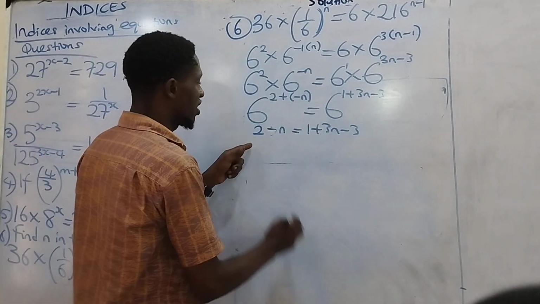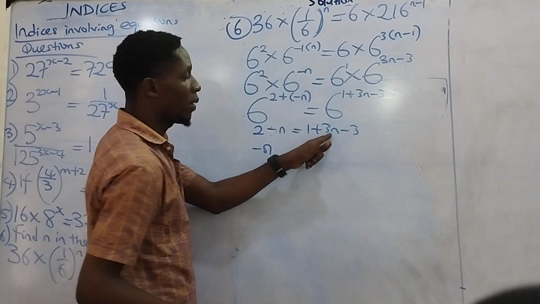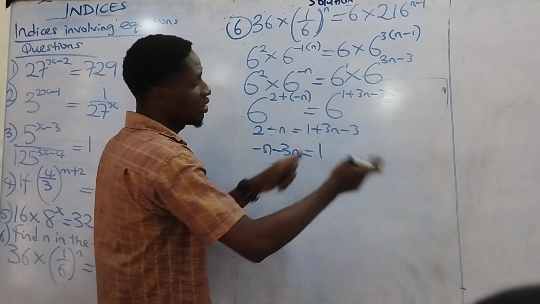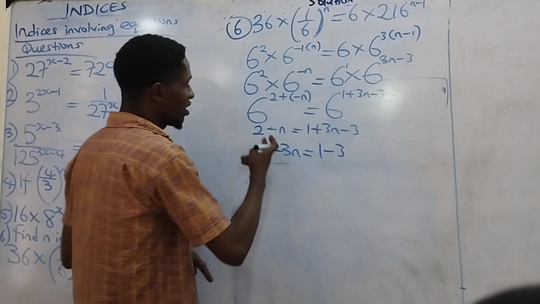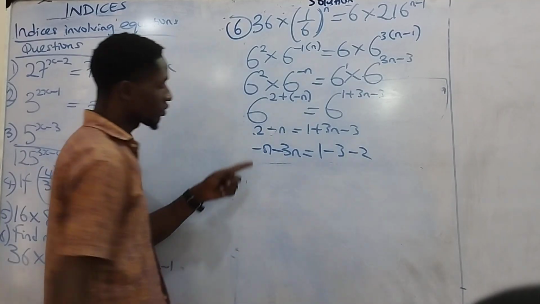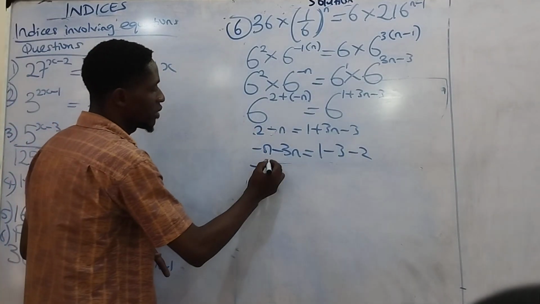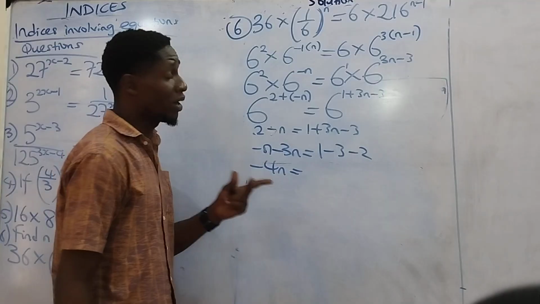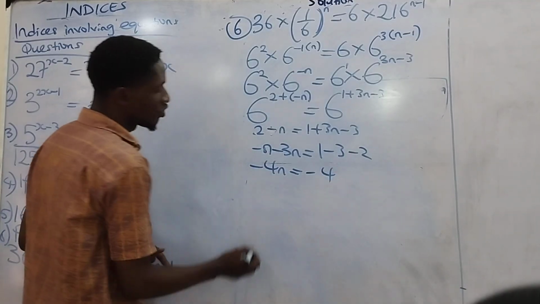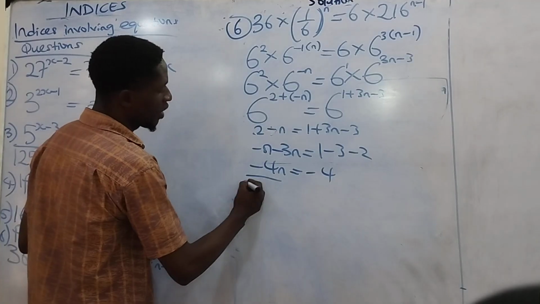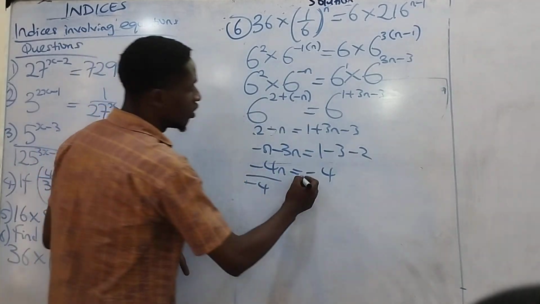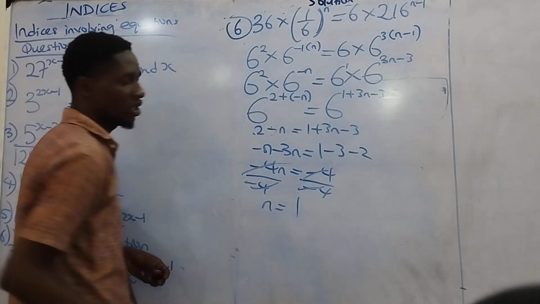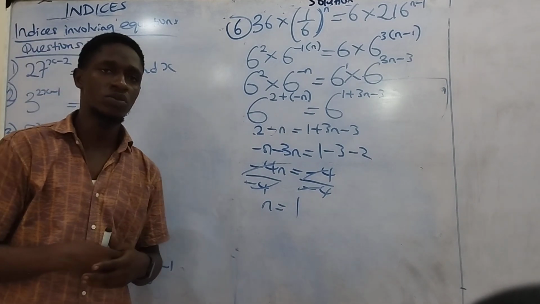Let's take the unknown to the left hand side. I have minus n here. When plus 3n comes here it is minus 3n, is equal to 1 is still at the right hand side, minus 3 is still at the right hand side. But when plus 2 comes here it is minus 2. Minus n minus 3n is minus 4n is equal to 1 minus 3 is minus 2, minus 2 minus 2 is minus 4. So let's divide both sides by minus 4 over minus 4. Minus 4 is in front of n over minus 4. So our n, 4 divided by 4 is 1. So, we are done with the question.